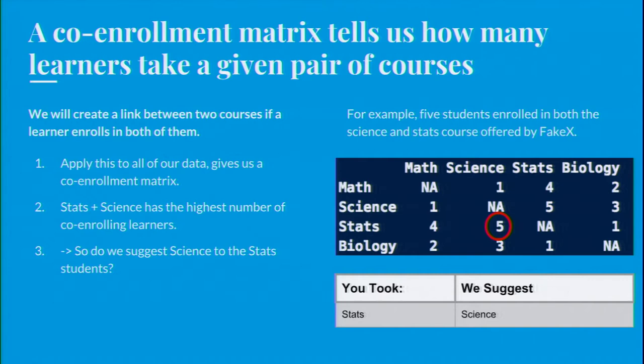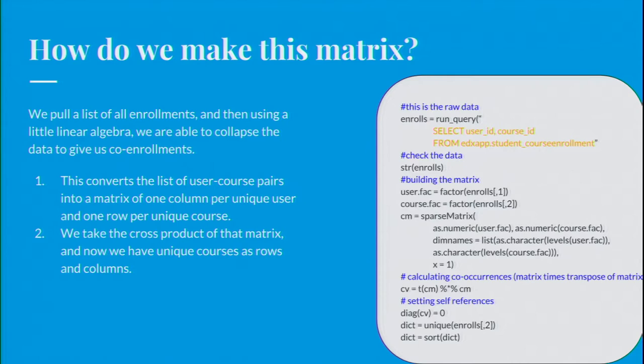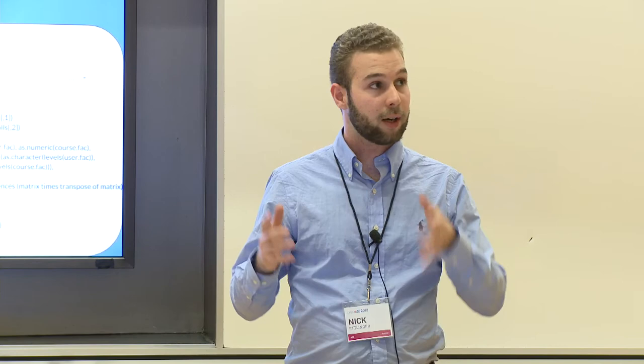Basically, we make this matrix by taking a grid of all these students and all the enrollments, and then you take the cross product of that, and that collapses it down to have one row per course and one column per course. The number corresponding to each course-column pair is the number of students who took that course and this course. That's the matrix that underlies this. To use that, we just need to do lookups in this matrix. So at runtime, it's super instant and super quick once we've calculated this matrix.